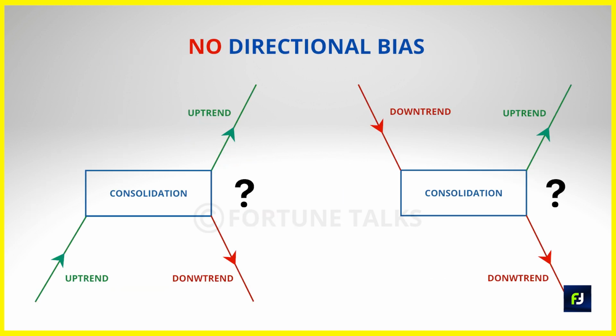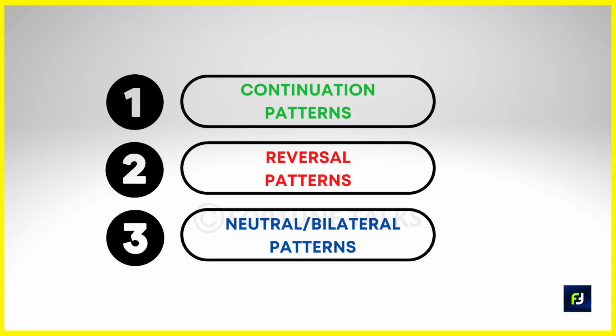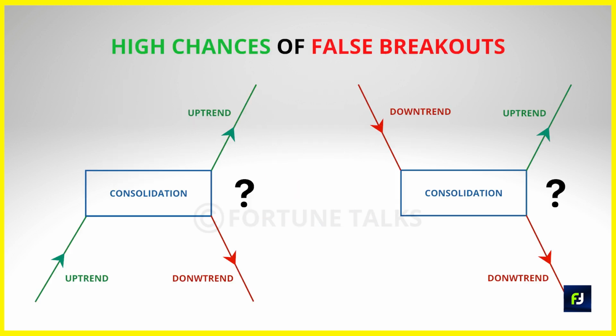But the third type of pattern that we are going to discuss doesn't have a directional bias associated with it when it comes to the breakout or the trade direction. Or in simple terms, the breakout of the pattern can be in either direction, and we cannot judge the direction of the breakout before it happens. This category of chart patterns is called neutral chart patterns or bilateral chart patterns. Since we cannot be sure of a possible breakout direction, these patterns can be dangerous because of false breakouts.